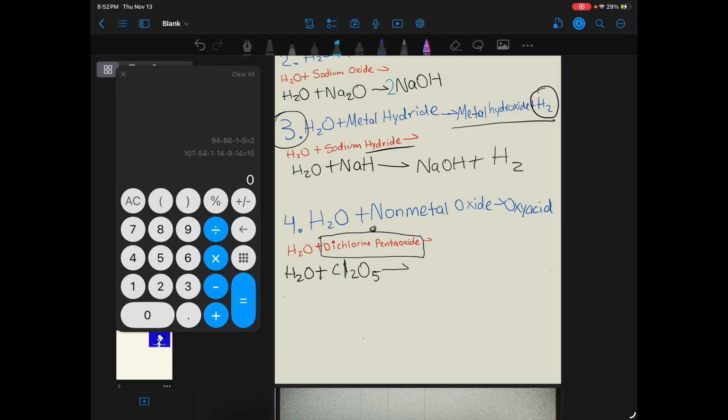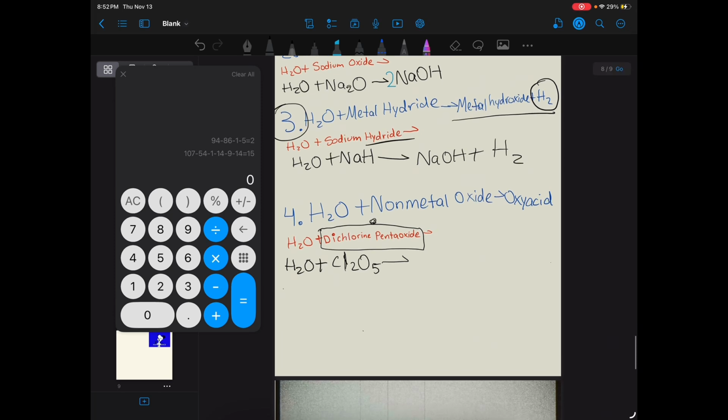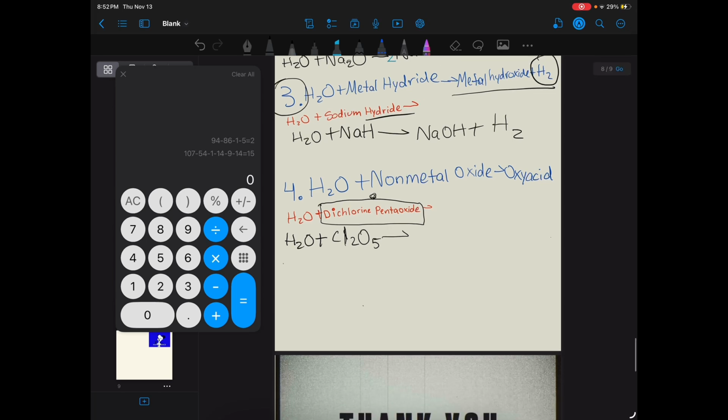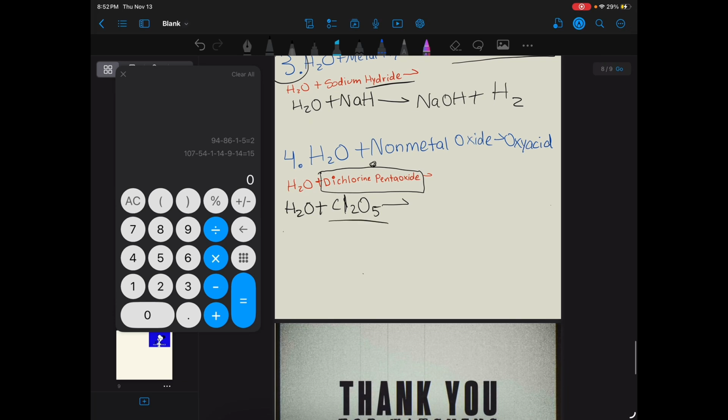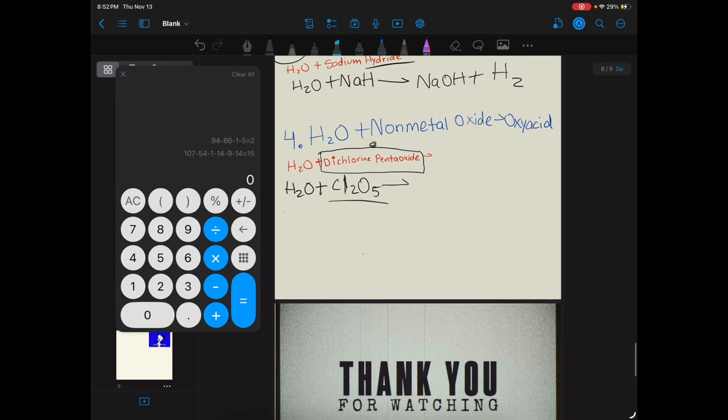And then that produces an oxyacid. So what exactly is an oxyacid? It's going to be any of the polyatomic ions that we have in our green folder in the sheet, any of those that have an oxygen and are considered oxyacids. So with that being said, for Cl2O5, we would need an oxyacid that has chlorine. So what might these oxyacids be?